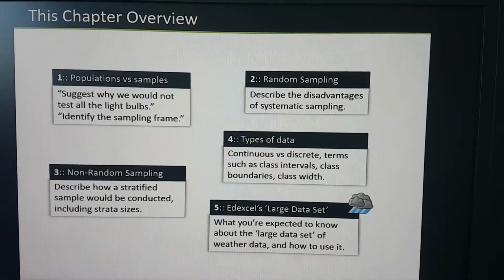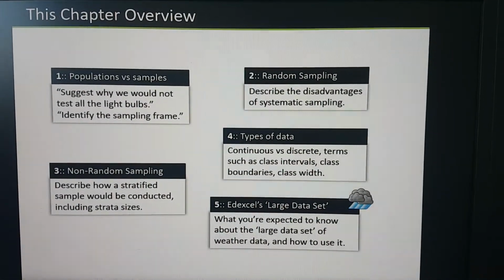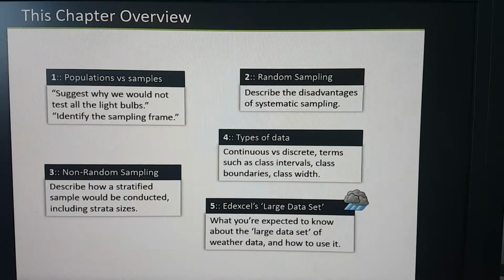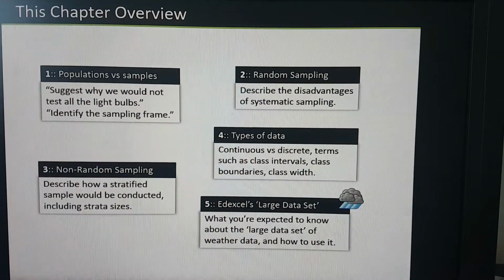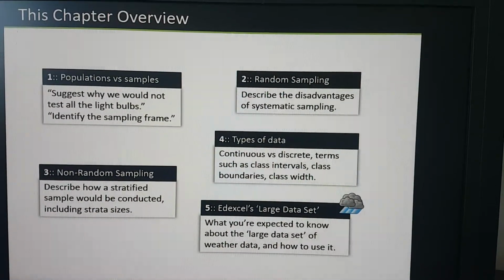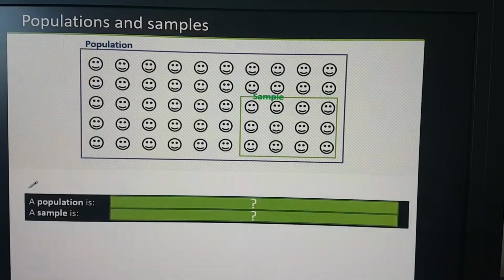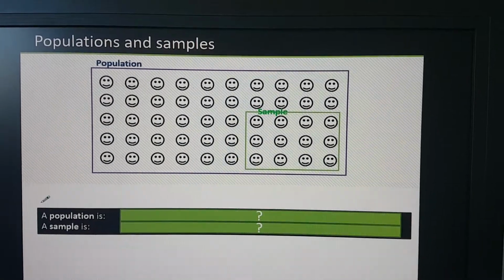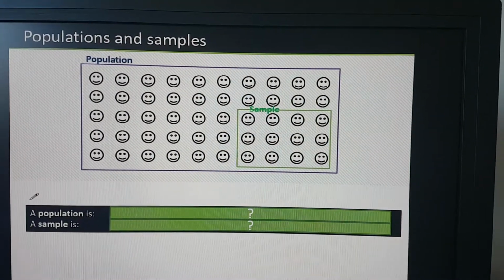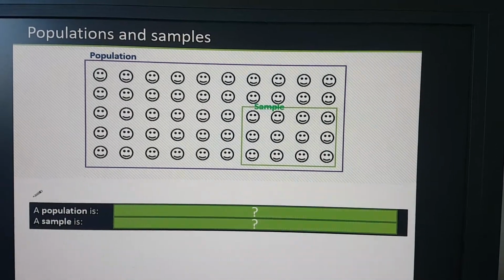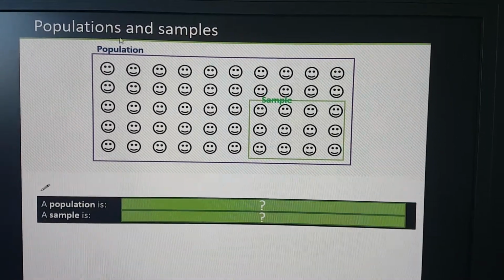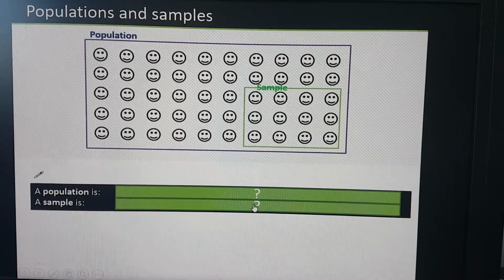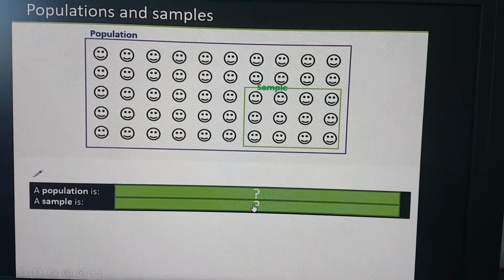That's the chapter overview. So we'll have population and samples, random sampling, non-random sampling, types of data, and a bit of the Excel large data set. Just to introduce it. Now, if we think about the population as the whole set of items of interest, a sample is part of it, or a subset of it. So those are just some of the definitions we need to know about.